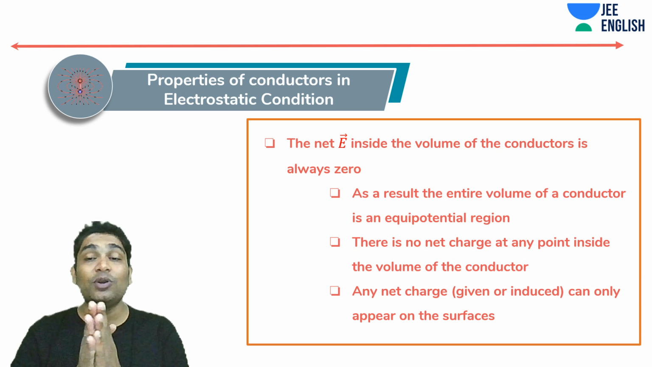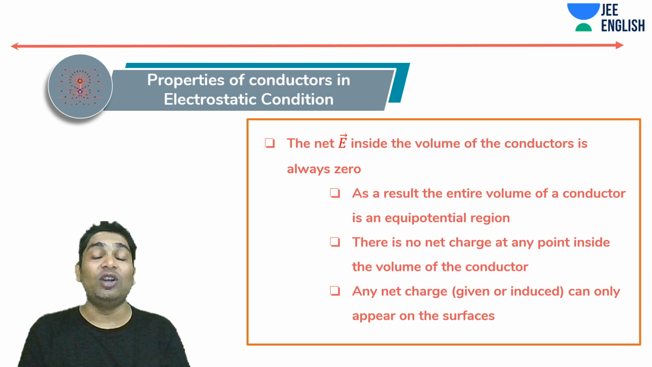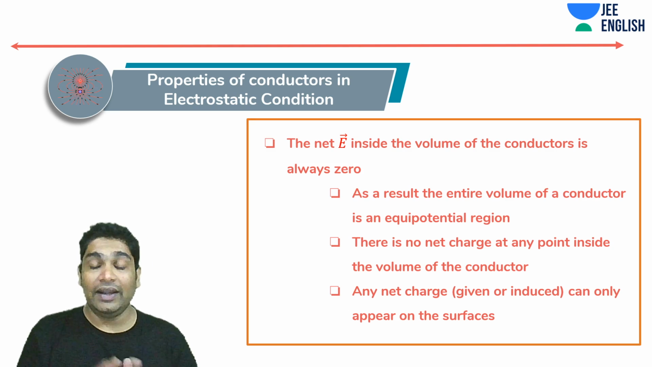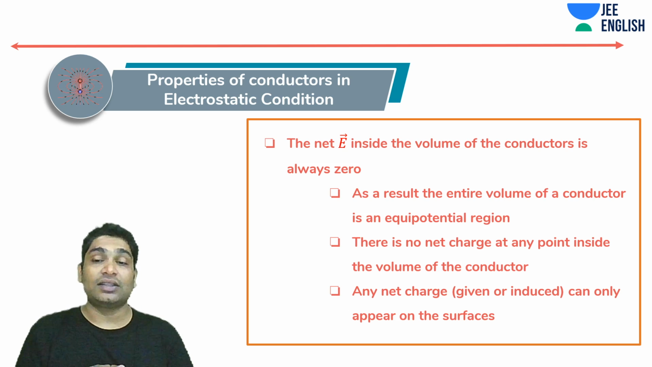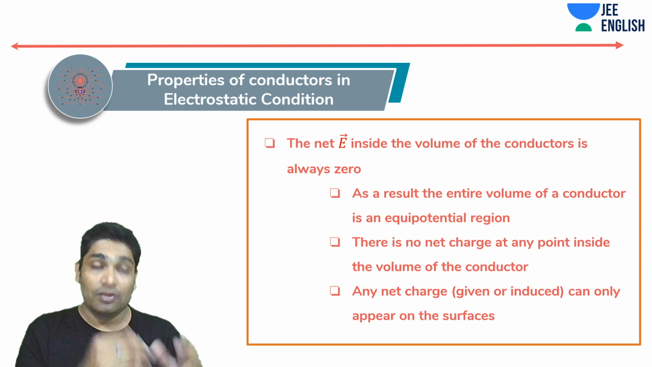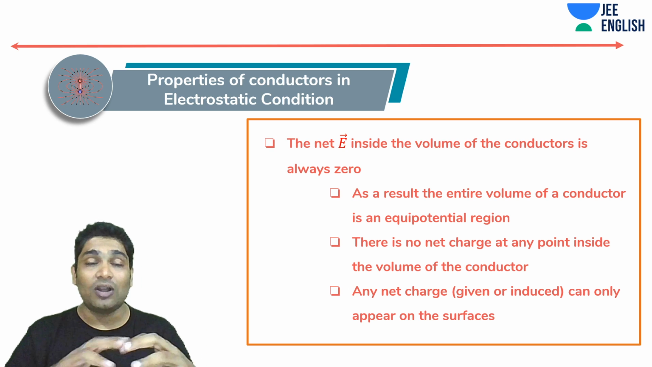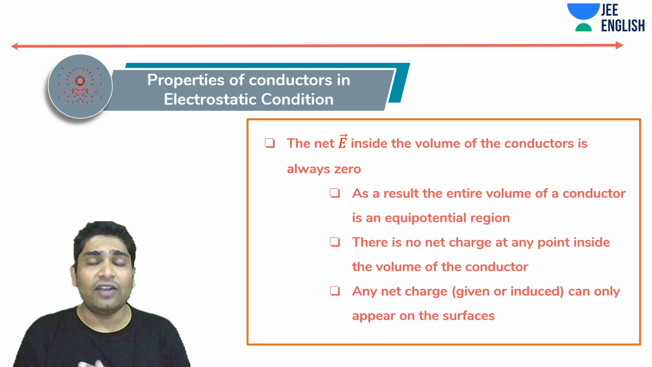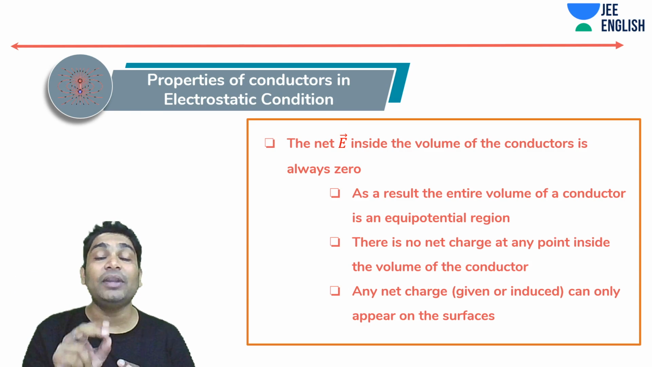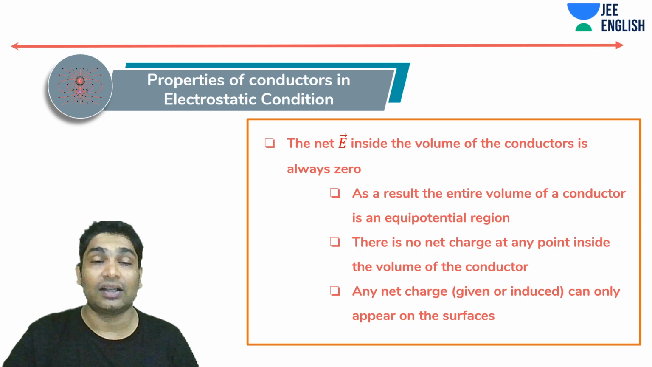Also, there is no net charge at any point inside the volume of the conductor. Now we'll go ahead and prove it. Next, we can see that any net charge may appear by two methods. Either you give it a charge, or you place it in an electric field by the presence of an external charge or somehow, and that external field will cause charge accumulations, right? So any kind of net charge that you will see appearing can only happen on the surfaces, right? Why? Because we discussed earlier that there can be no charge inside the volume of the conductor.